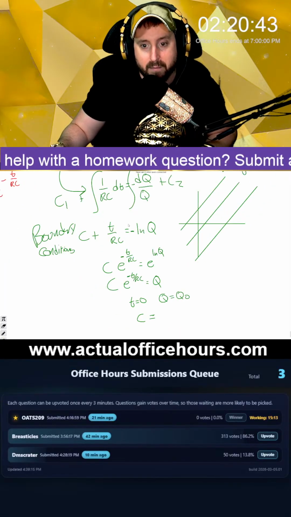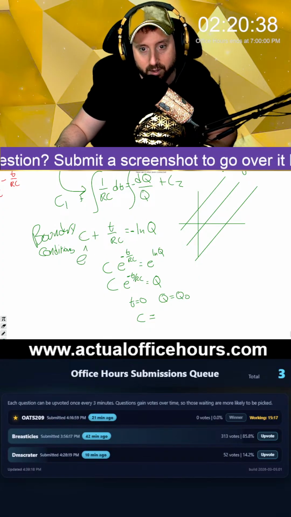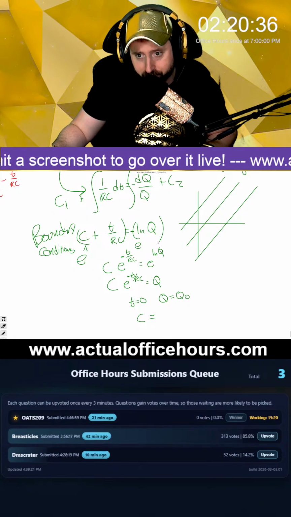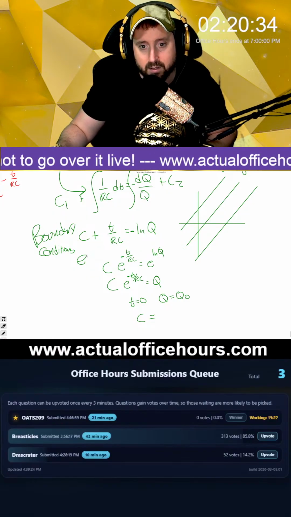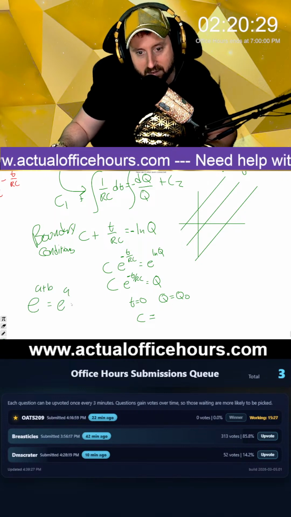So at this point, I wanted to solve for Q. So I'm going to do e to the power of the whole thing. So that's going to give me... e to the a plus b is the same thing as e to the a times e to the b.